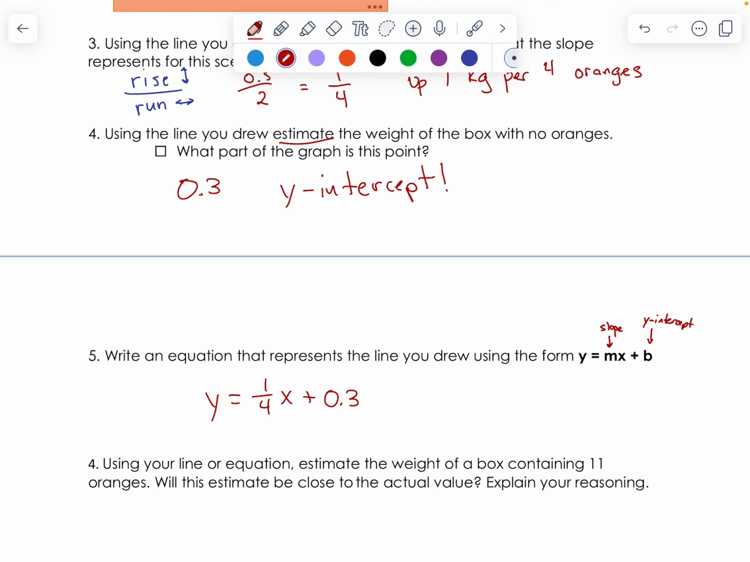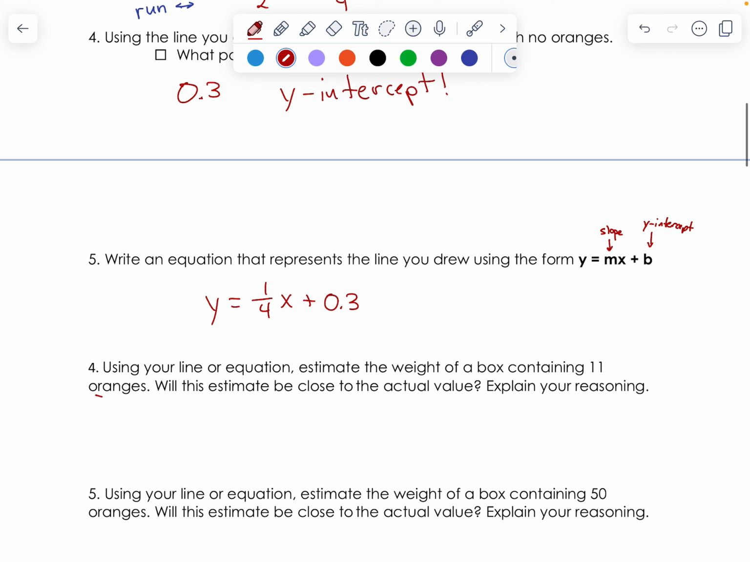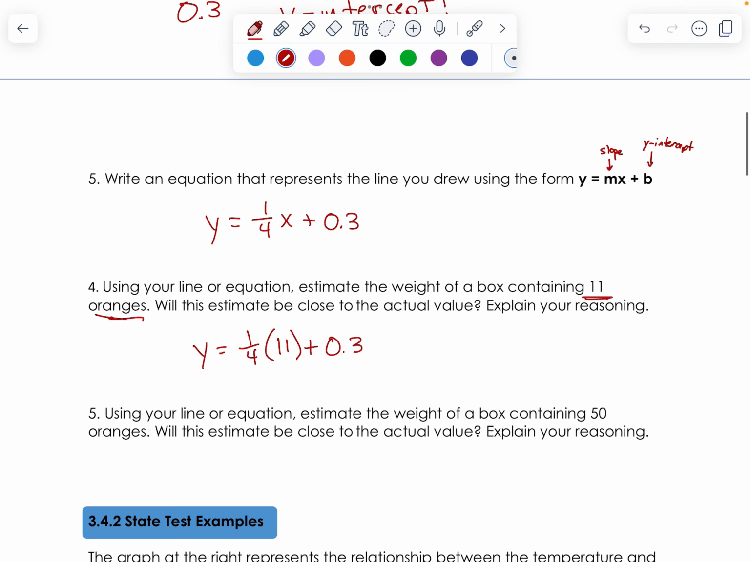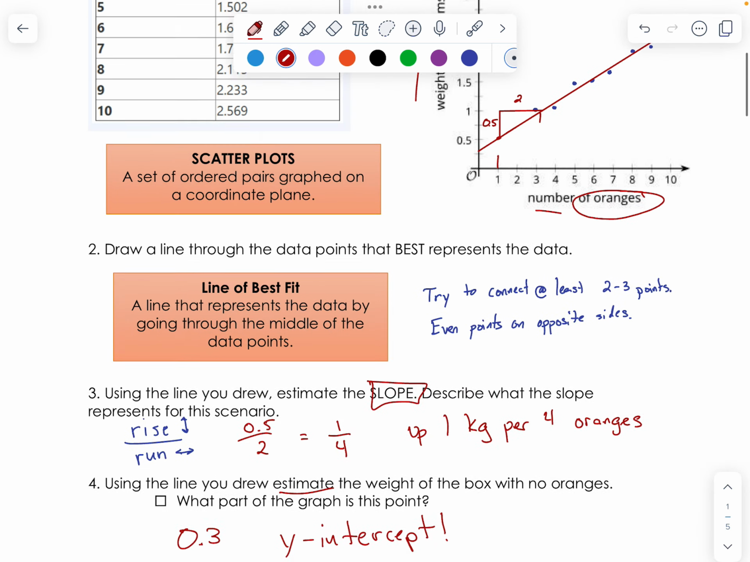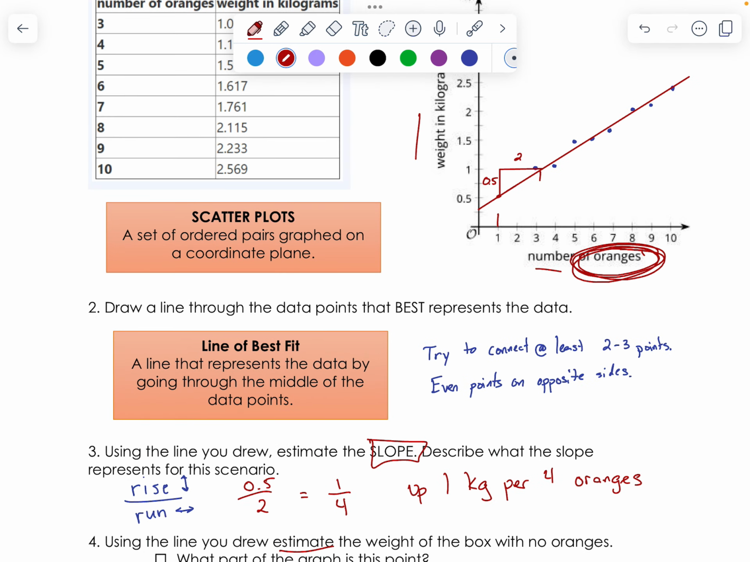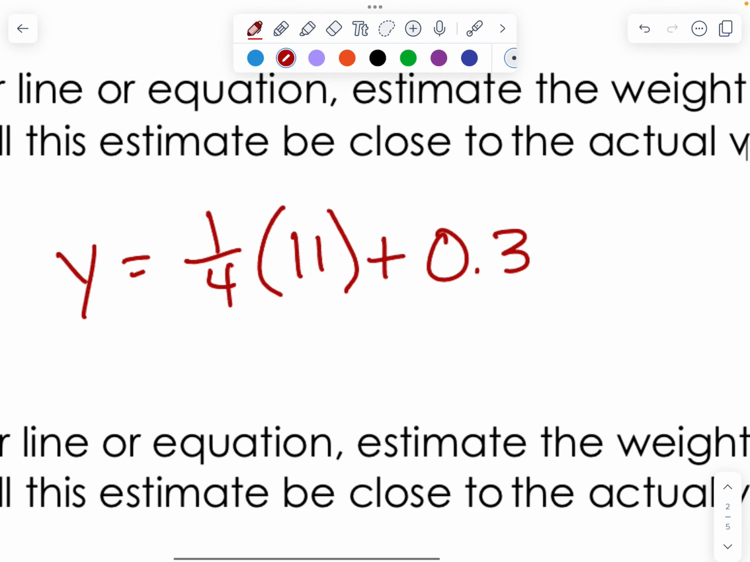Okay. So now for number 4, it says using your line or equation, estimate the weight of a box containing 11 oranges. 11 oranges, right? Will this estimate be close to the actual value? Explain your reasoning. Okay, so we're going to go ahead and fill in, I guess, substitute an 11 for where the x was, right? Because oranges is on the x-axis, so we plug it in for x.